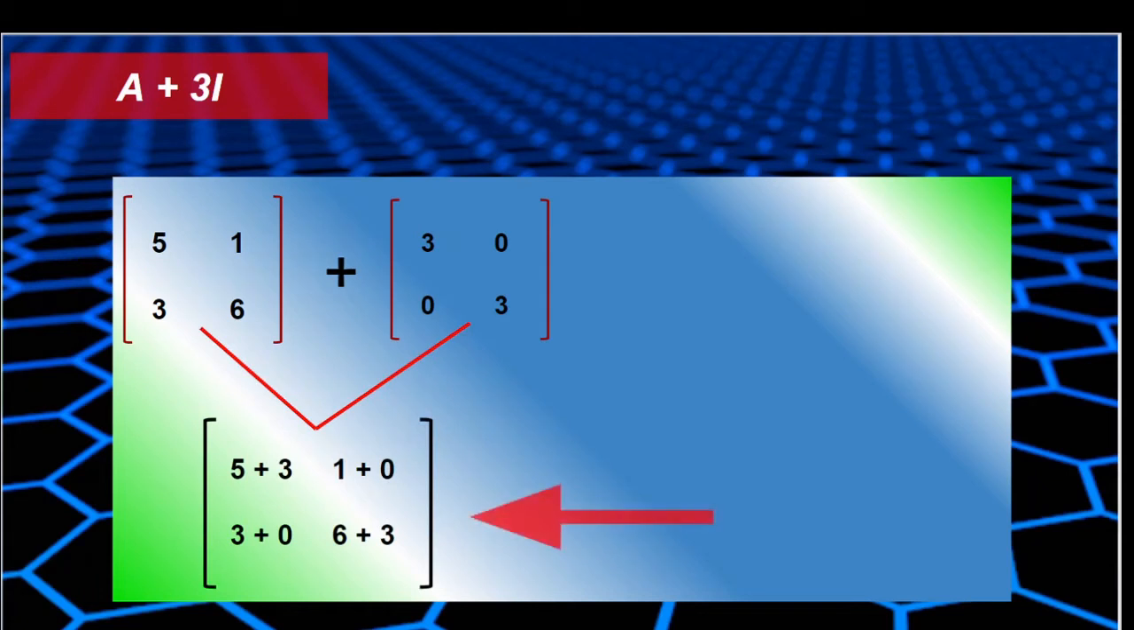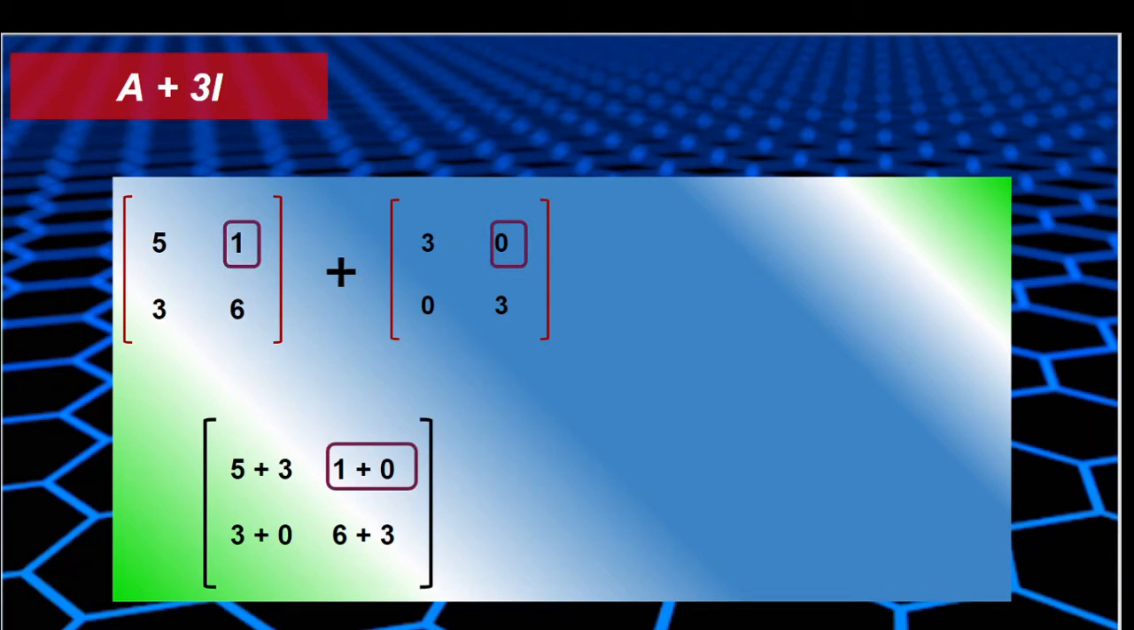Now, how we arrive at this is very easy. We obtained the first element of the first row in our answer by adding the very first element on the first row in both matrices above. We obtained the second element on the first row in our answer by adding the second element on the first row in both matrices above.